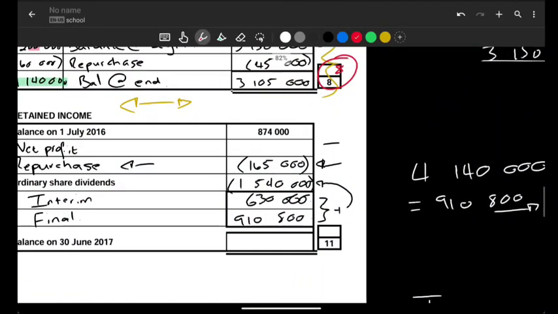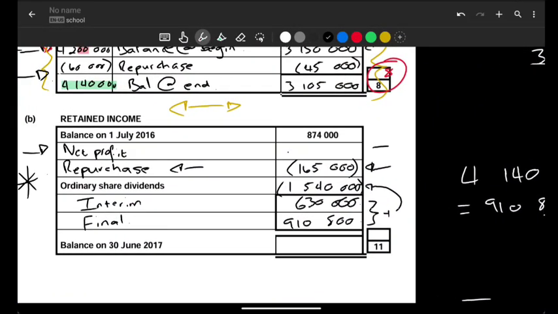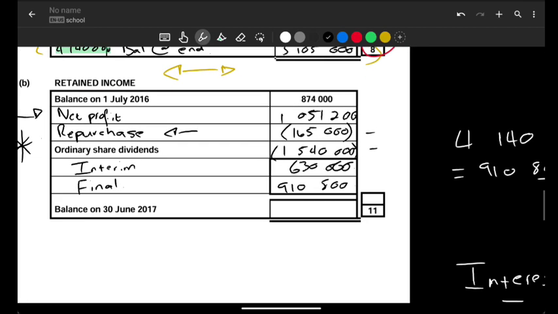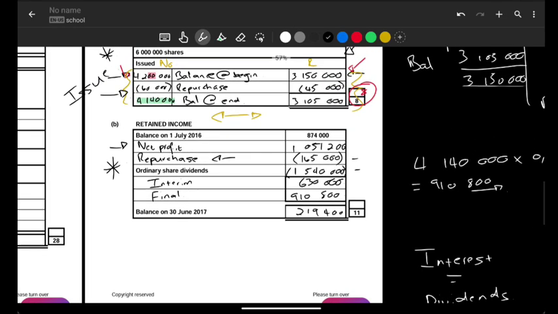So just to put it in our calculation here, 1,051,200. Then now we add and subtract. So it's going to be 1,051,200 minus 165,000 minus 1,540,000, and that will give us 219,400. Right? Now these amounts here, as much as you'd get your 11 marks here, remember that the bigger picture is for us to solve our balance sheet here.